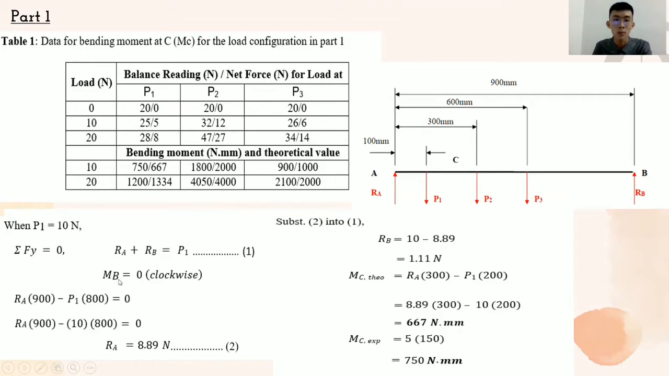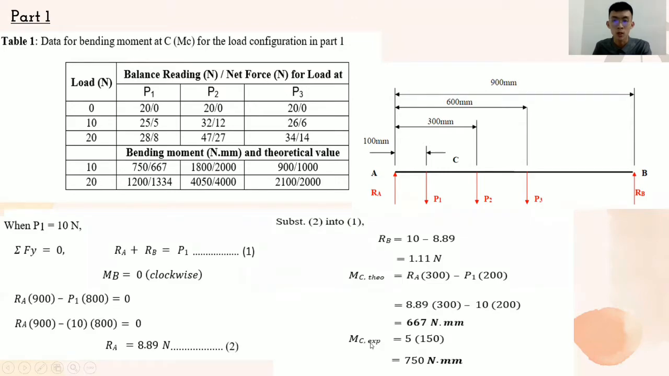For moment at point B equal to 0, we can get RA is equal to 8.89 Newton from the calculation above. So this is equation 2. After this, we substitute equation 2 into equation 1, so we will get RB is equal to 1.11 Newton. To calculate the moment at point C for the theoretical value, we can use the calculation as shown, and after this we can get the value of 667 Newton millimeter for the theoretical value.